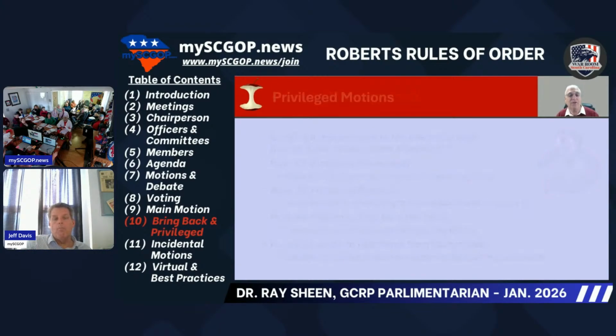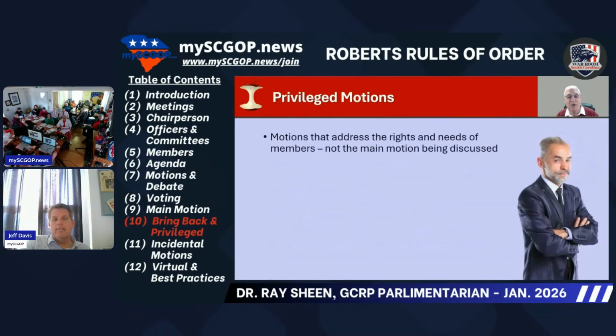Let's shift gears now and consider our next category of motions. That category is privileged motions. These motions are concerned with the rights and needs of the Assembly or its members. They are not related to the business that's being discussed, but instead relate to some special matter that requires immediate attention. The first one is a motion that calls for the order of the day.